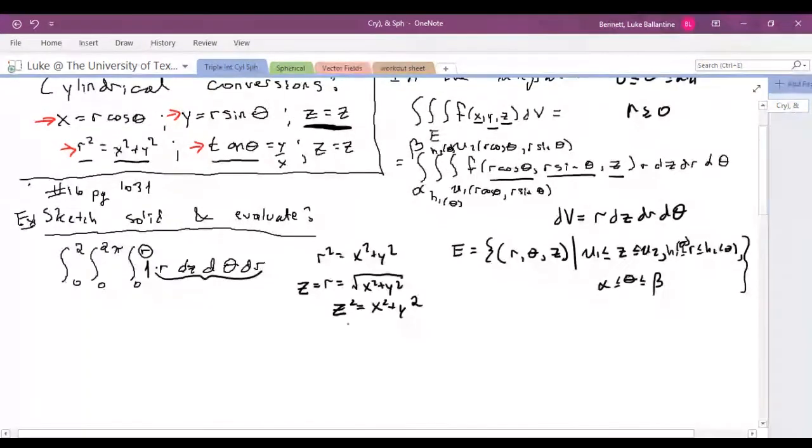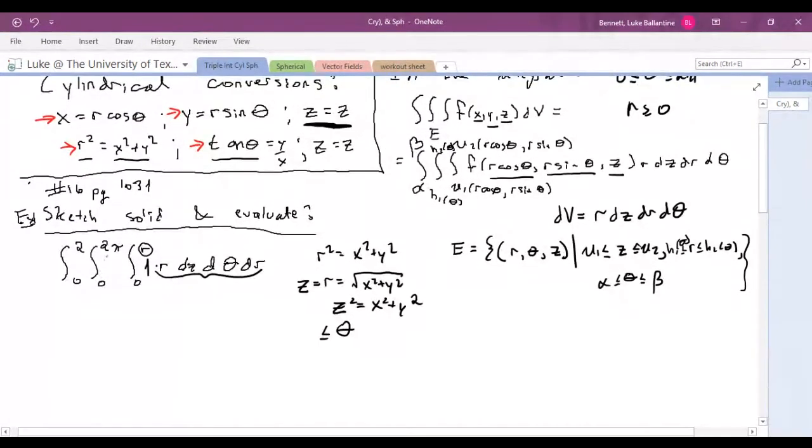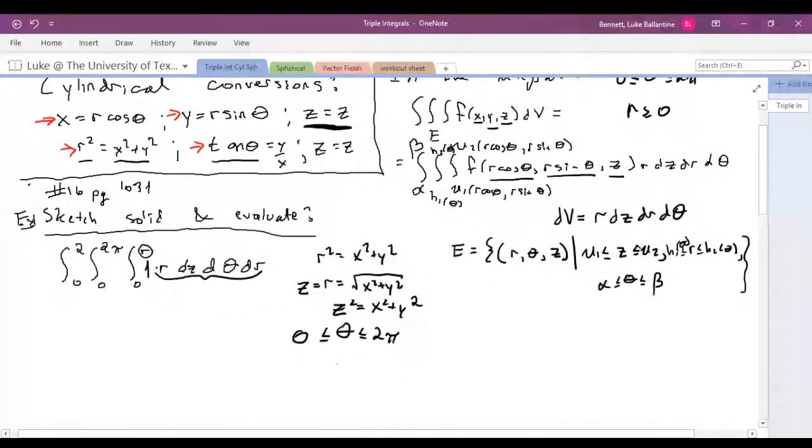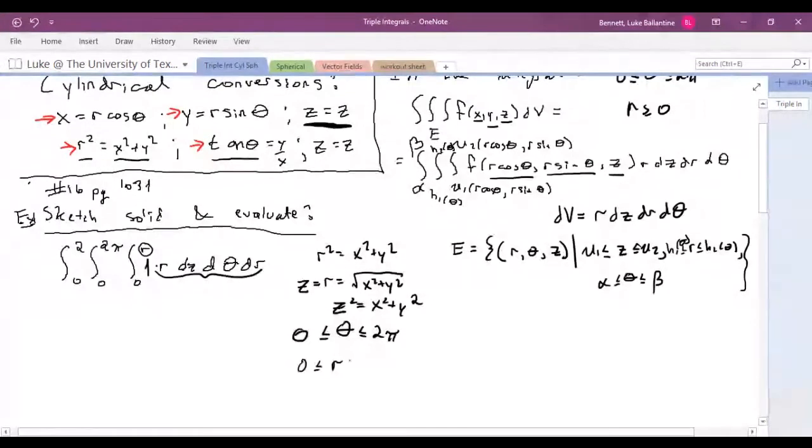Theta, in this case, you can see goes from 0 to 2 pi. That is one full revolution around the xy plane, starting from the positive x-axis. We see r is from 0 to 2. So r goes from 0 to 2.